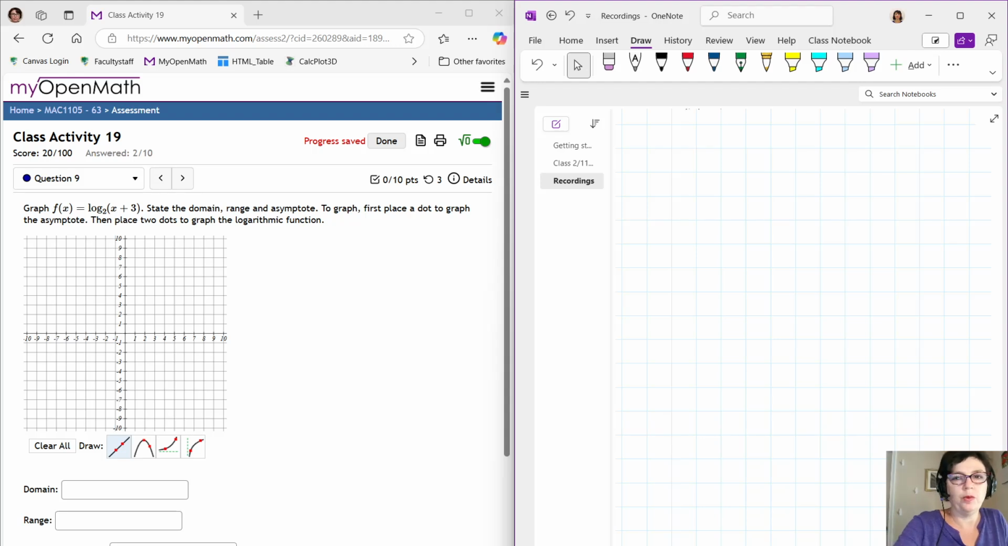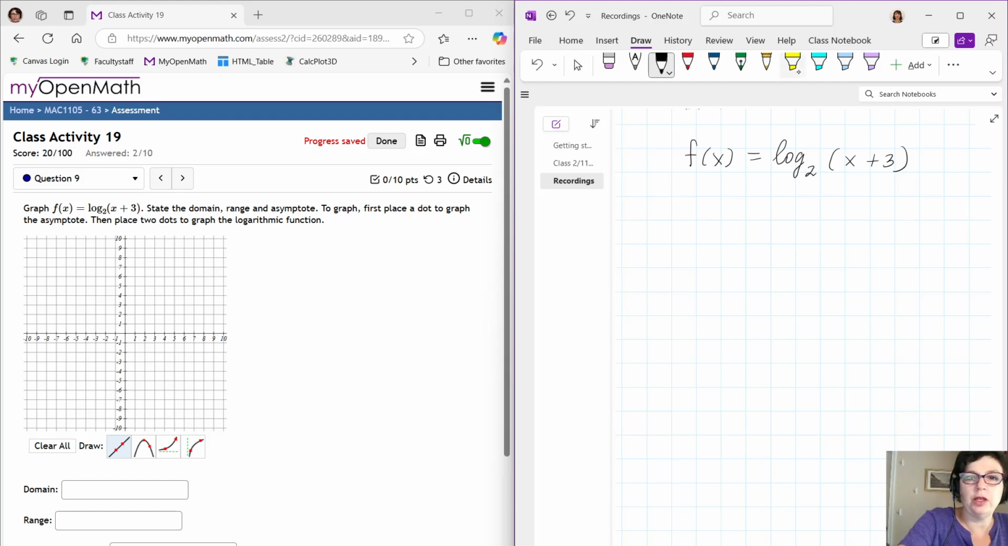Okay, so in this question, I do have a logarithmic function, but this one does not have just x in the argument. It has x plus 3. So what do I do when it's x plus 3 inside the parentheses?